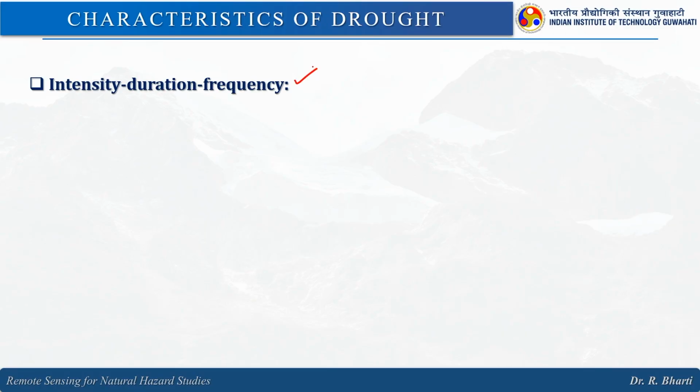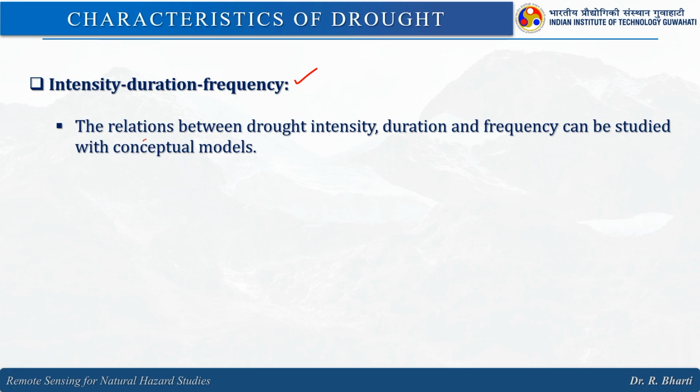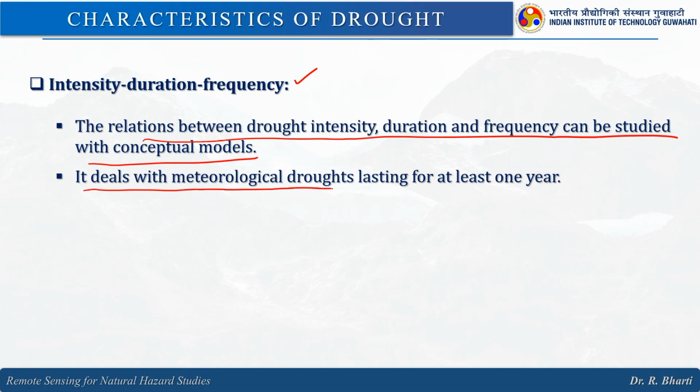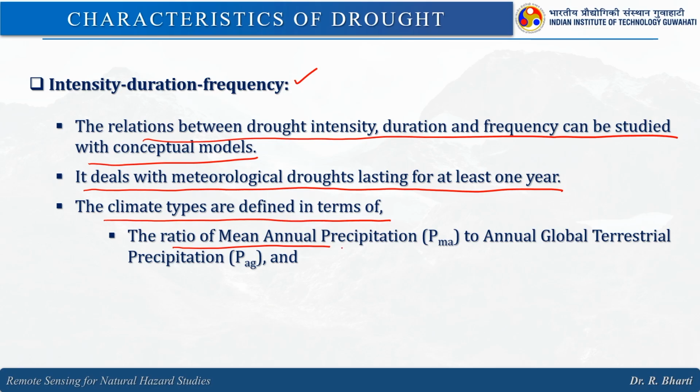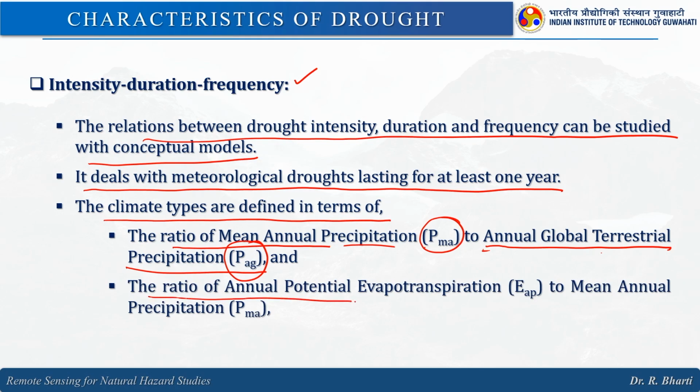Now comes the intensity, duration, frequency. So, the relationship between drought intensity, duration and frequency can be studied with a conceptual model. It deals with meteorological drought lasting for at least 1 year. The climate types are defined in terms of the ratio of mean annual precipitation, PMA, remember this, to the annual global terrestrial precipitation, PAG, and the ratio of annual potential evapotranspiration, EAP, to the mean annual precipitation, PMA.